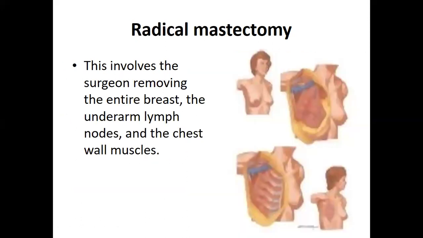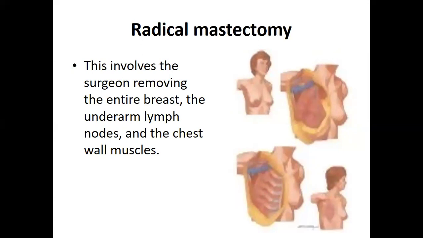Then there's what is known as radical mastectomy, which involves the surgeon removing the entire breast, underarm lymph nodes, and the chest wall muscles. So all these are necessary according to the presentation of the condition. The type of mastectomy one undergoes corresponds to the amount of spread that the cancer has gone. So if it has spread that much, this person may undergo radical mastectomy.